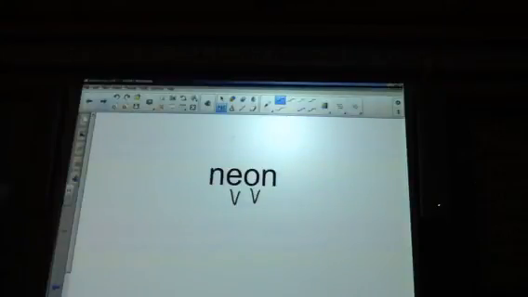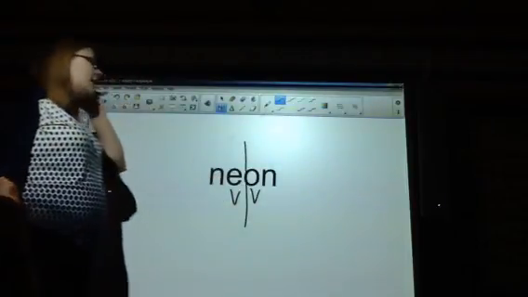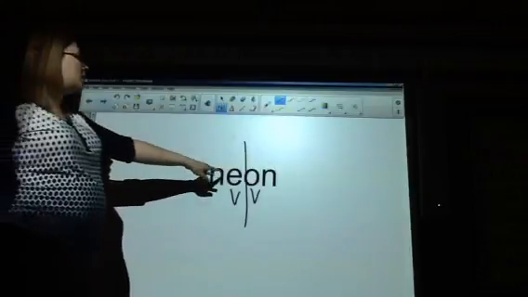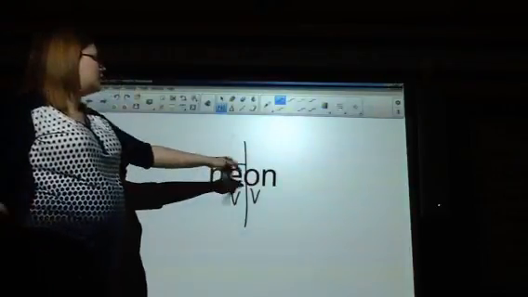Put a C on the end. Why would I put a C on the end? So you can divide it. Where am I going to divide it, Brianna? Between the two vowels. Okay. So now, what am I going to do with this E? Put a macron. And put a breve above the O.